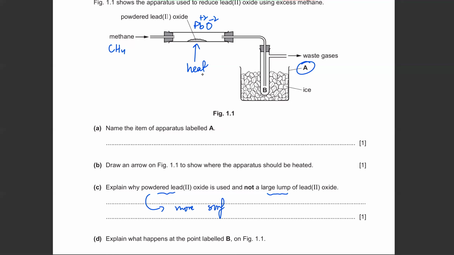So what would that do? There is more area for the gas to react with. Yeah, so it will be faster. So you're going to write more frequent collisions. Because of that, you're going to have more frequent collisions and a faster reaction. Whenever it says the reaction is faster, you're going to talk about the frequency of collisions and the effectiveness of collisions.